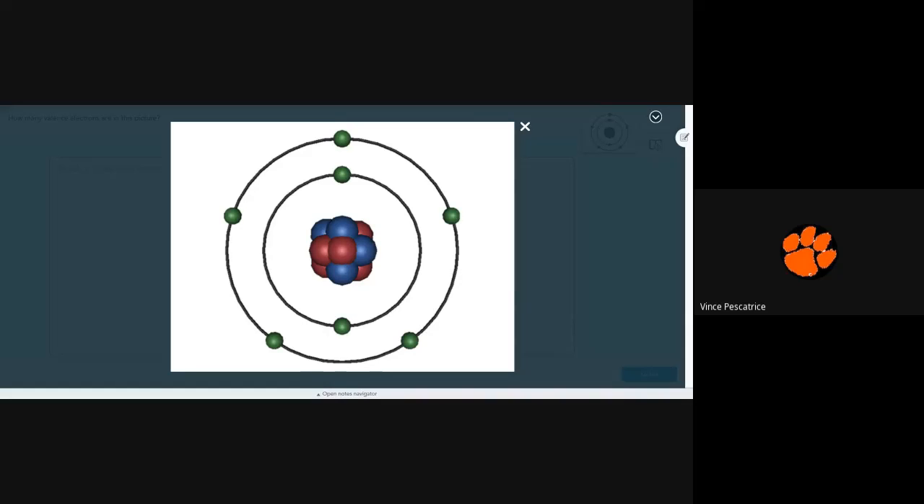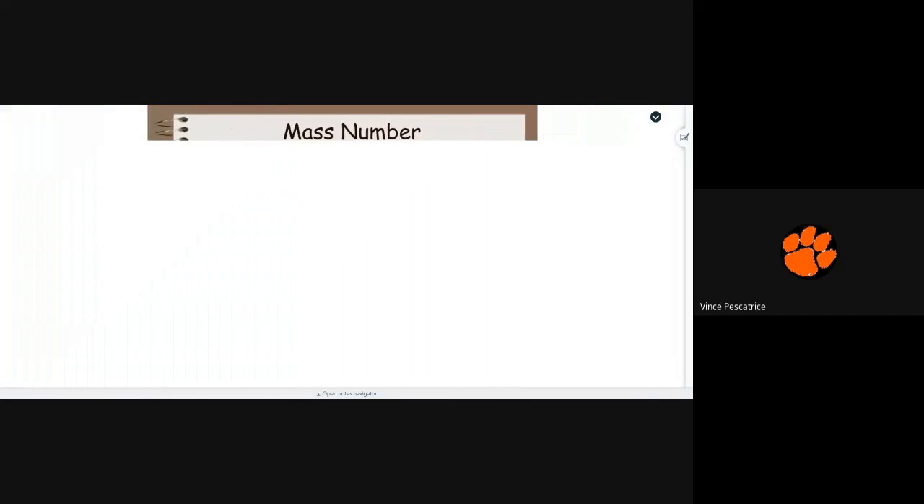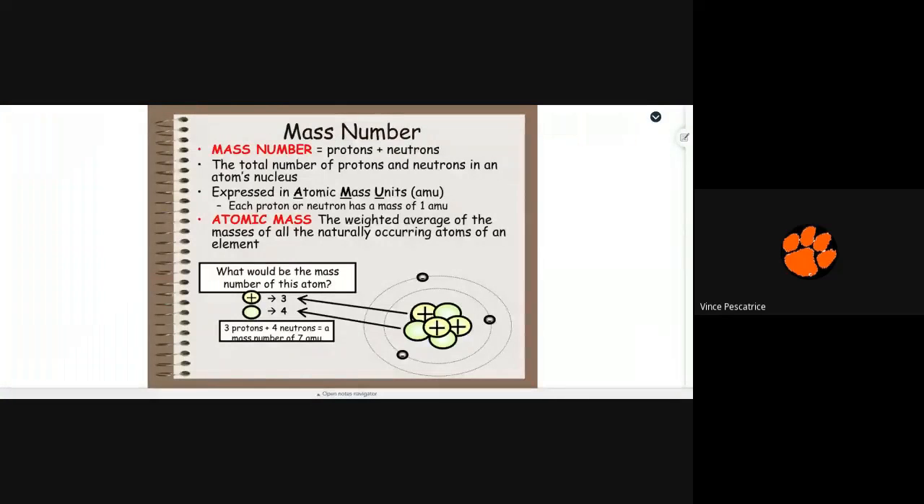All right. So another quality of atoms is they have a mass. They do have a mass even though they're very, very small. The mass number is equal to the protons plus the neutrons. If you look down here on this atom, you can see that there are 3 protons and 4 neutrons. Therefore, 3 plus 4 is 7. So the mass number is 7.